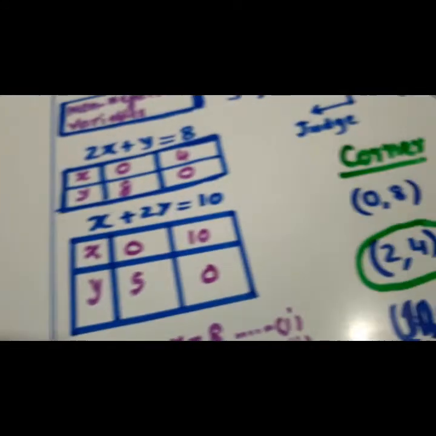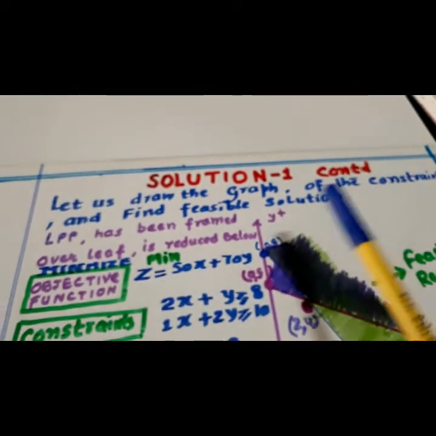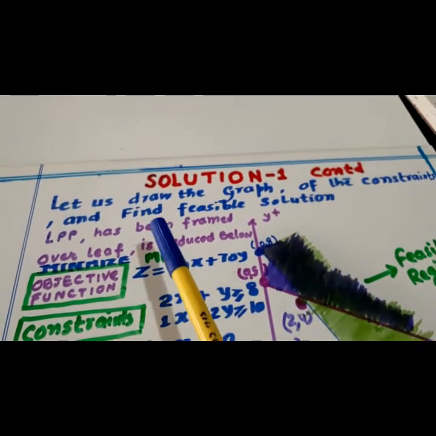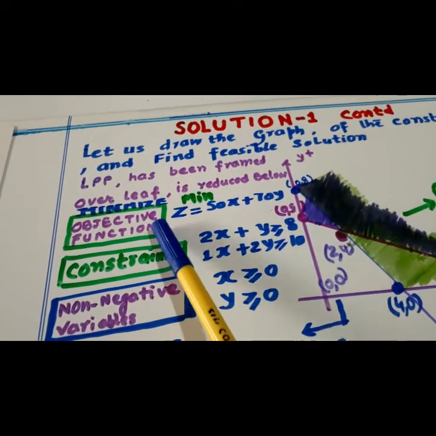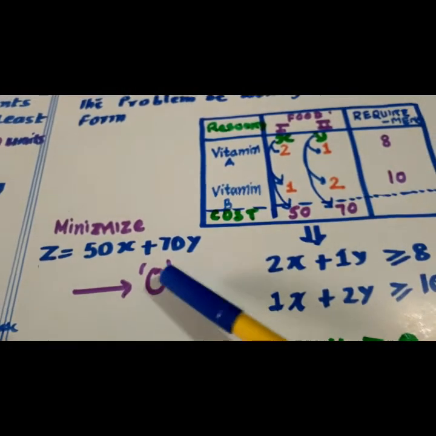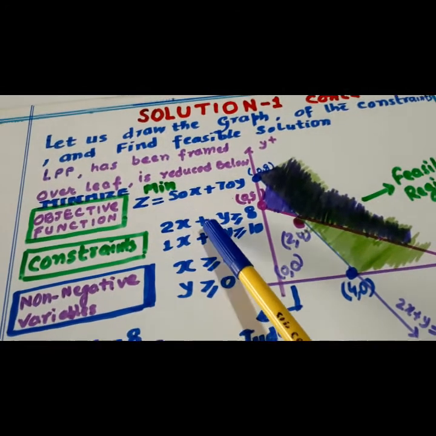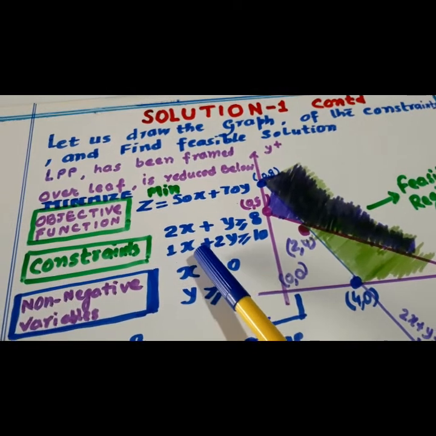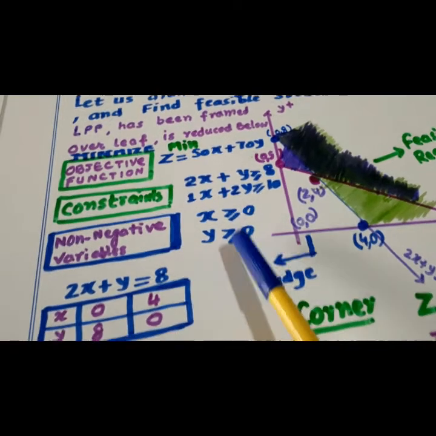Now let us go further. The solution is continued. Let us draw the graph of the constraints and find the feasible solution. Look here. I have brought this objective function z equal to 50x plus 70y. Constraints are 2x plus y greater than equal to 8 and x plus 2y greater than equal to 10, and x and y are non-negative variables.